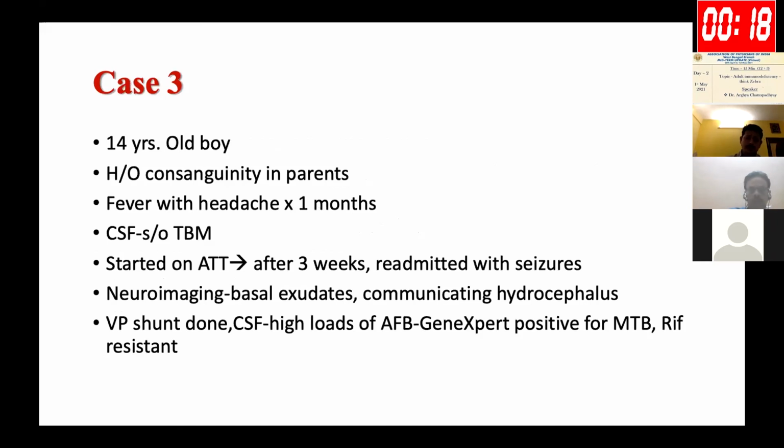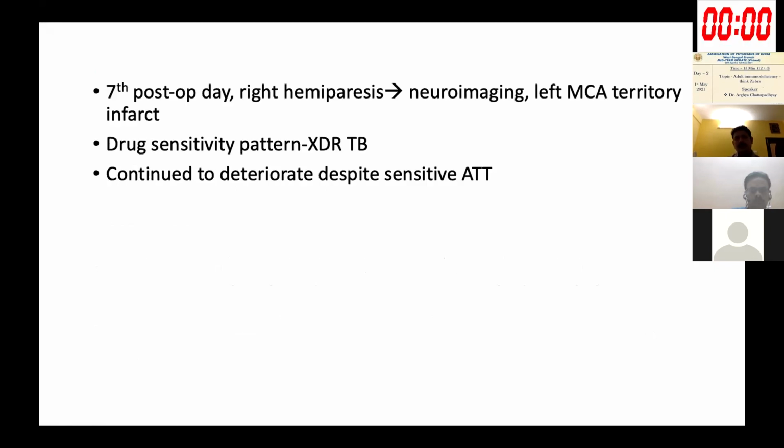Third case is a 14-year-old boy. He has a history of consanguinity in the family, fever with headache for 1 month, CSF showed TBM. Started on ATD, after 3 weeks readmitted with seizures. Neuroimaging showed basal exudates, communicating hydrocephalus, and CSF was positive for MTB, but with resistance. We often encounter this kind of case. There was another infarct, and the drug resistance pattern showed extensively drug-resistant tuberculosis, continuing to deteriorate despite ATD based on the sensitivity pattern.